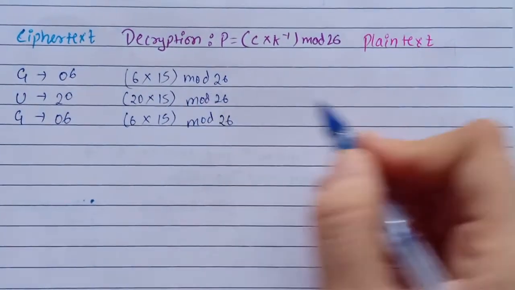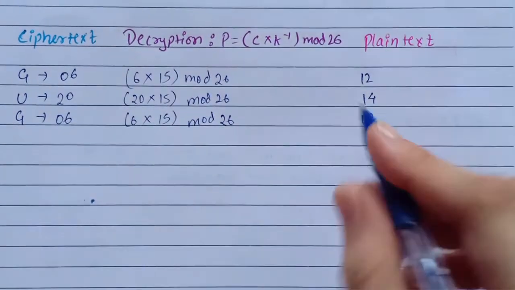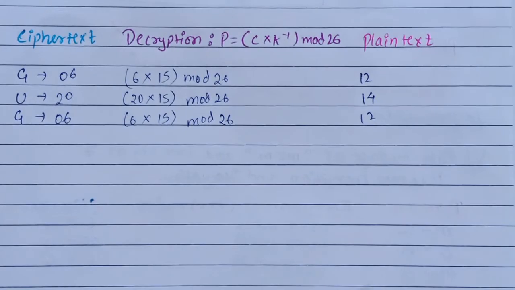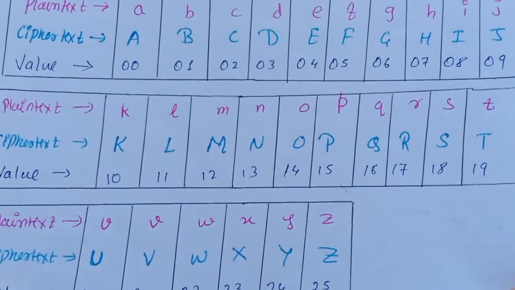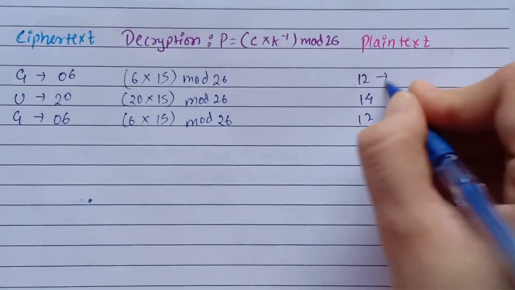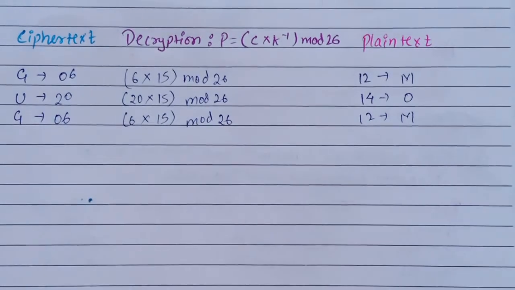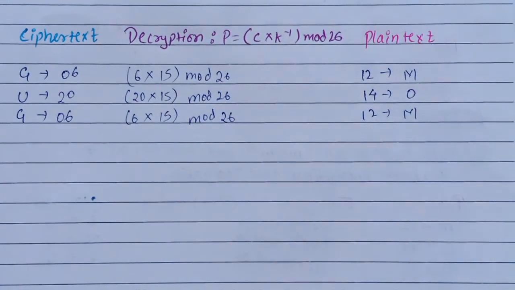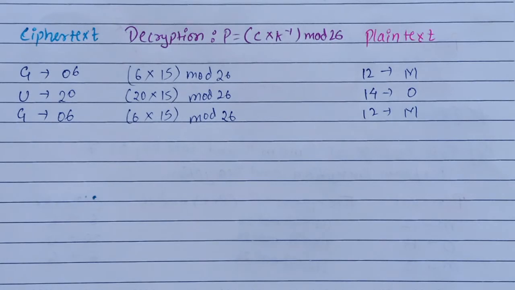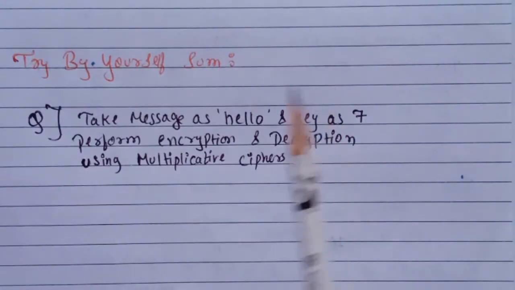So we get 12, 14 and 12. Again we convert these values into plain text using this chart. So 12 is M, 14 is O, and 12 is M. Thus, we encrypted this plain text and also retrieved it using multiplicative substitution ciphers. So this is a try-by-yourself sum.